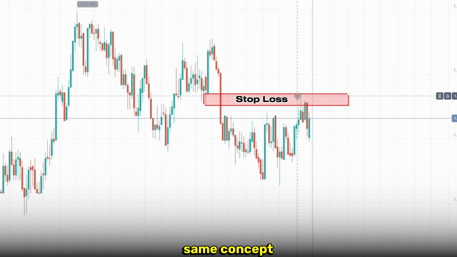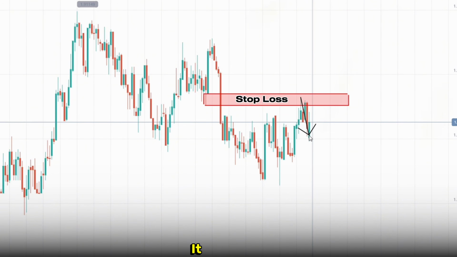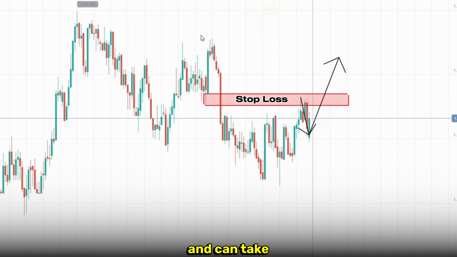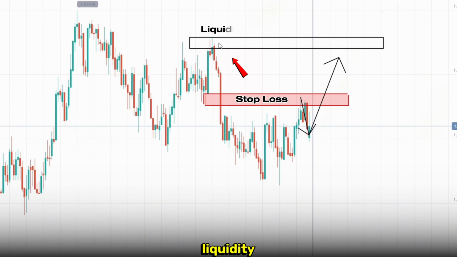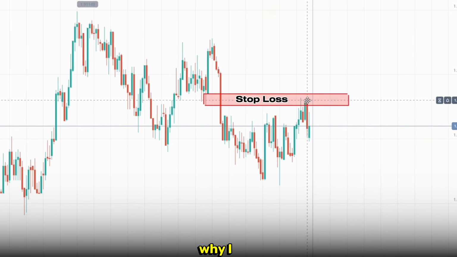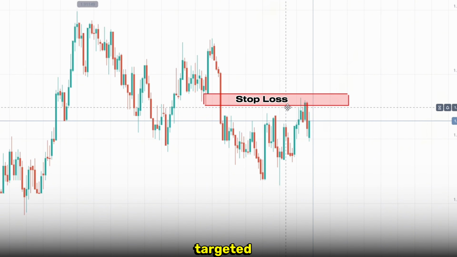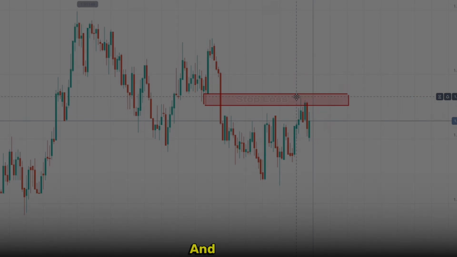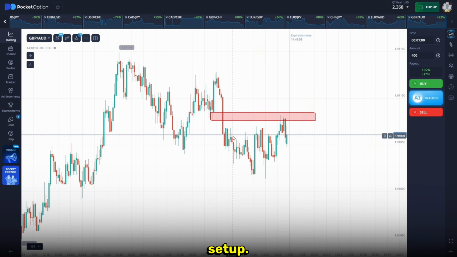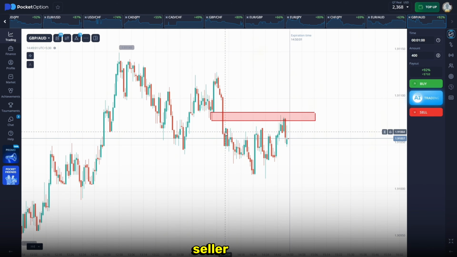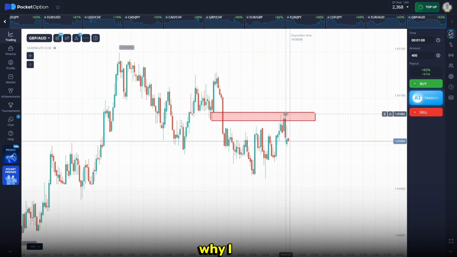I use the same concept, and you can see that price reverses from this zone. I'm not telling you that the price will now fall. It can go up and take liquidity from this zone as well, because you can see that price left liquidity here as well. That's why I use this zone, because here I was expecting many stop losses to be available, and that's why I targeted a reversal from this zone, and I used 5-second confirmation and we booked profit easily. It was a simple trading setup. I was just thinking like a seller. If I was a seller here, I would most likely place my stop loss here if I sell on this candle, and that's why I use the same zone.